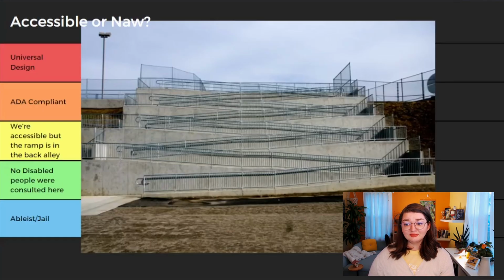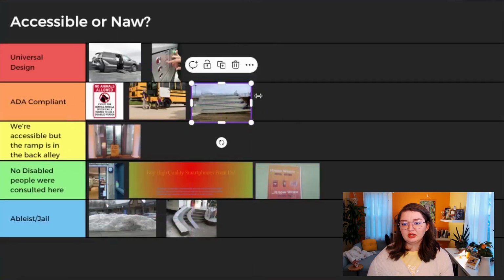I'm going to put it under ADA compliant rather than universal design because I feel like there could have been a better solution to this, either a lift or wherever this is going. This isn't great. As a wheelchair user, I would be happy to be able to get to the top of wherever this is going, but to have to go all the way up, zigzagging around like that, would be rather cumbersome. So we're just going to put it in ADA compliant because it's fine, but kind of weird.